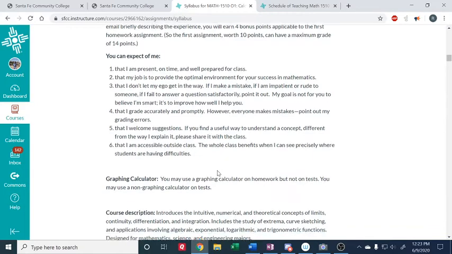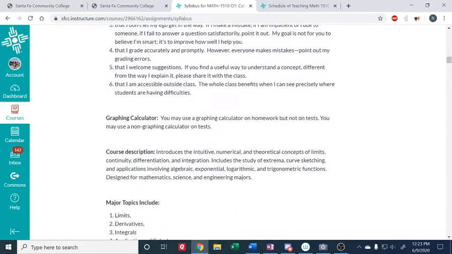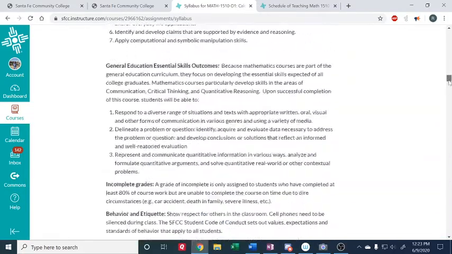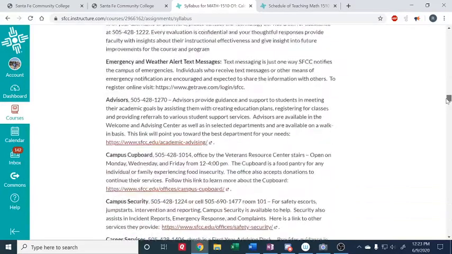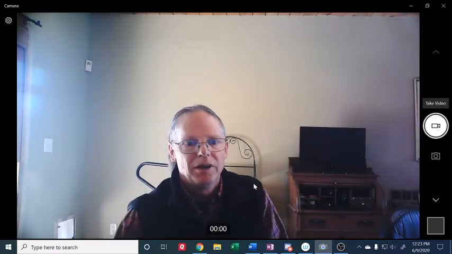And graphing calculators are not allowed on exams. And then there's general information about the course. Are there any questions on the structure of the course? All right. If no questions there, let's go to other questions on homework.